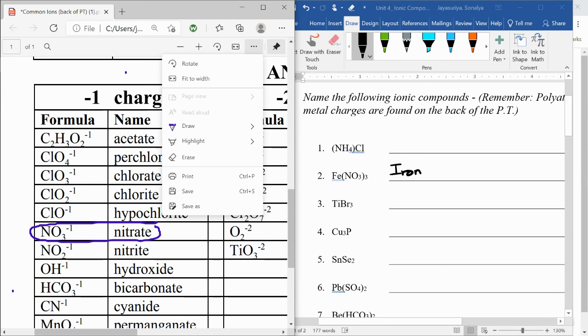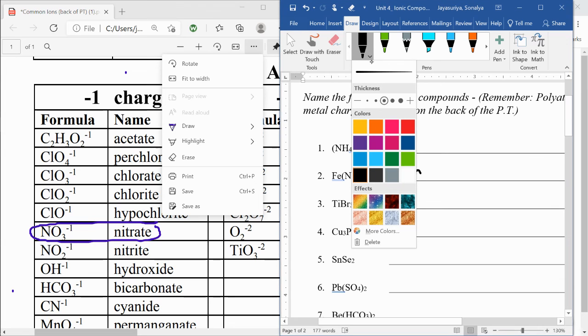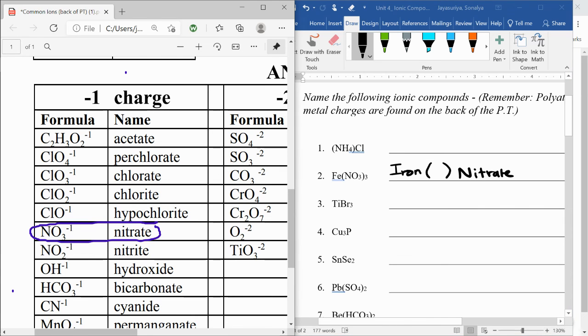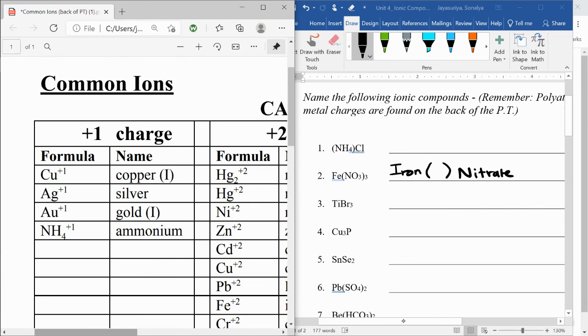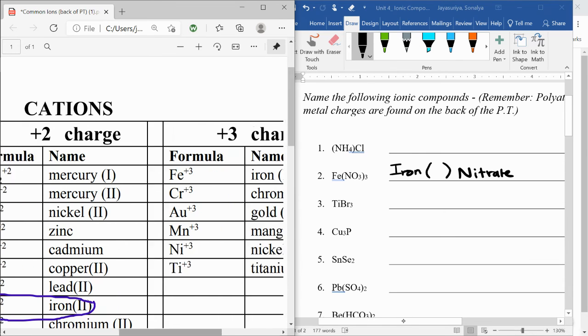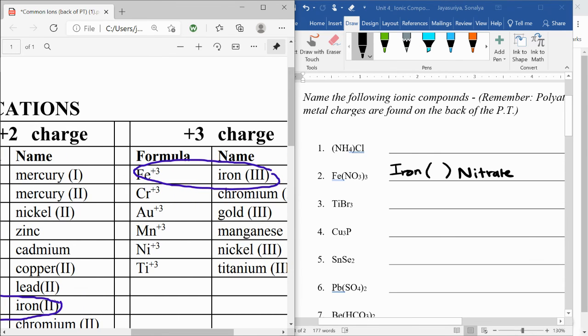It has a -1 charge, so I know that this is iron, but I also know that there are two versions of iron. So until I figure out which iron it is, I just leave a blank space in parentheses, and I'm going to write iron nitrate. Okay, now let's figure out what iron it is. So iron has iron plus 2 and iron plus 3. So here's iron 2 and here's iron 3. You have to figure out which iron is present here.